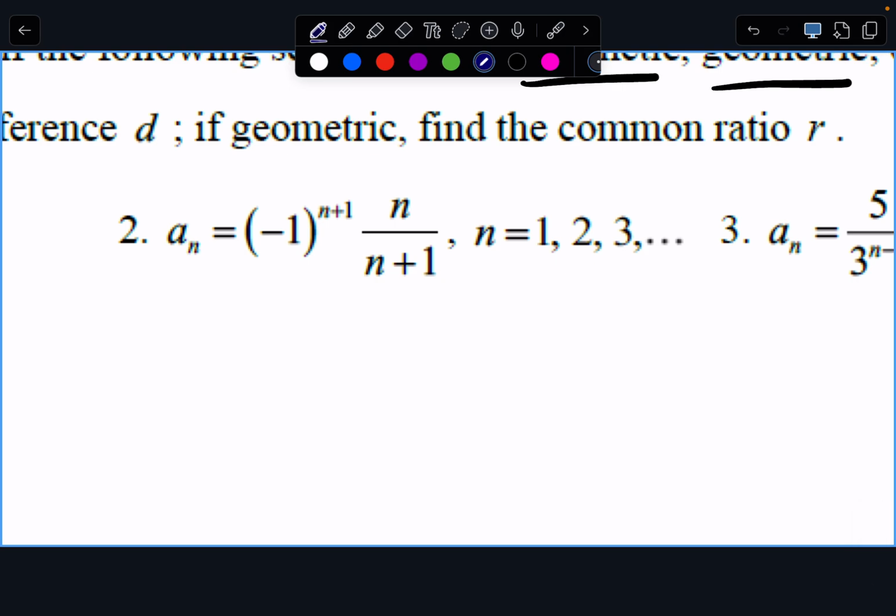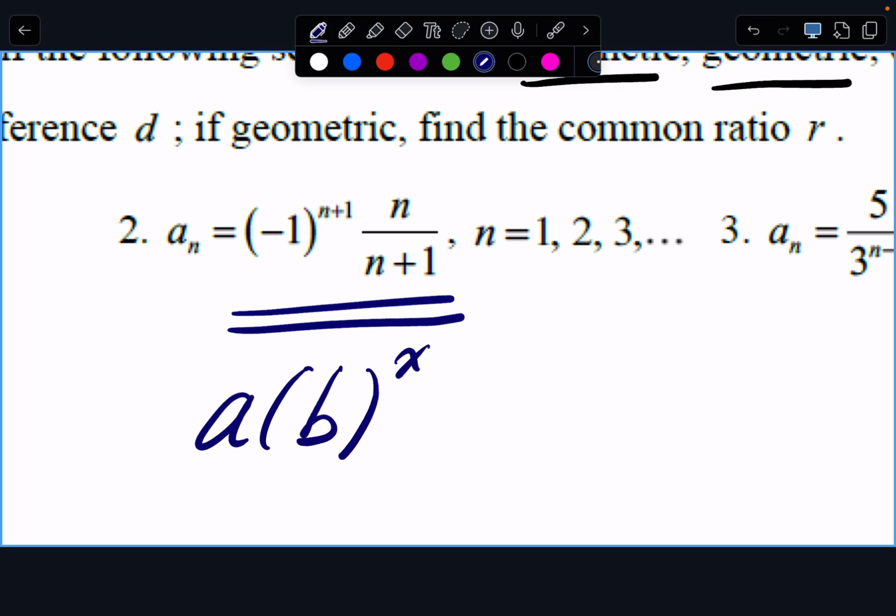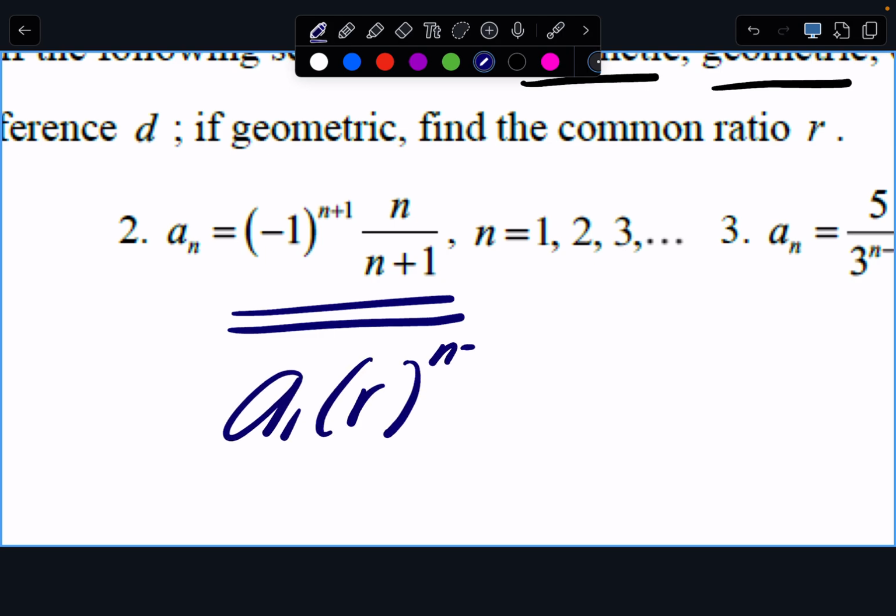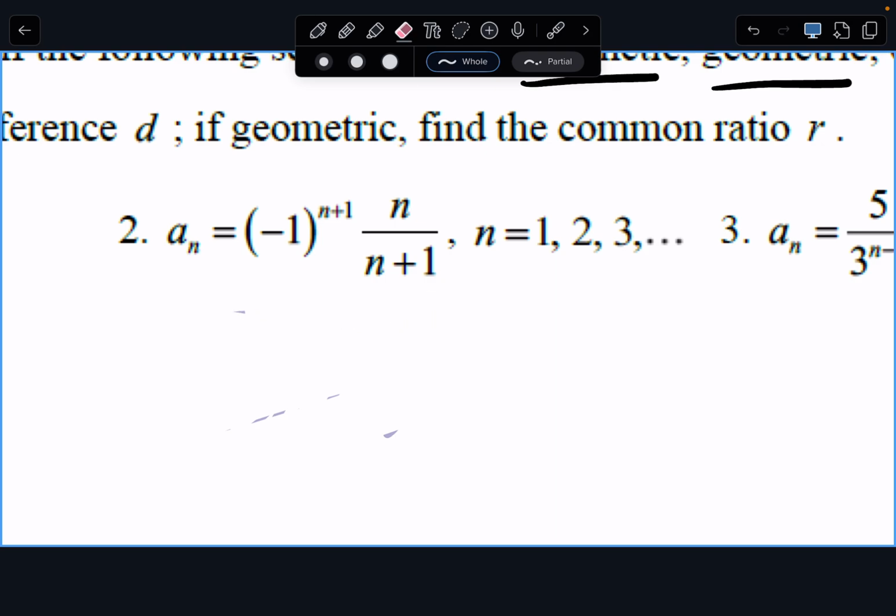You would say to yourself, they want to know if it's arithmetic or geometric. Is it linear? No. Is it exponential? No. Exponential would look like a times b raised to the x minus 1. Do you guys see what I'm saying? It is not in that format. We write it as a sub 1 times r to the n minus 1. So it's just a random formula, but it's not arithmetic and it's not geometric, so you would just say neither.